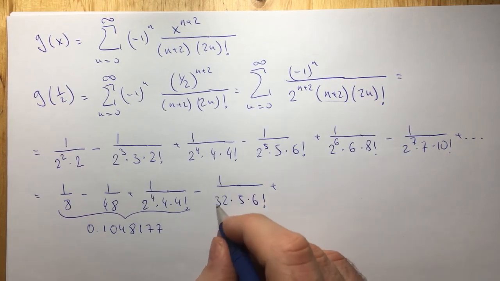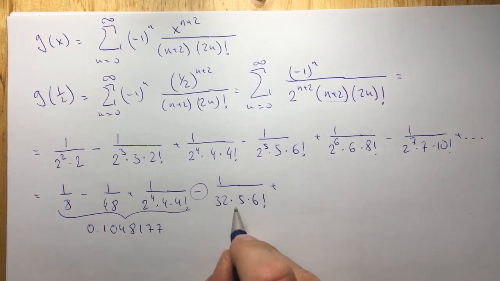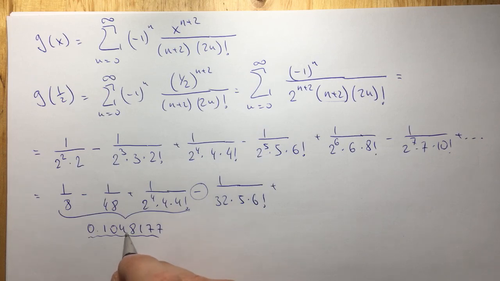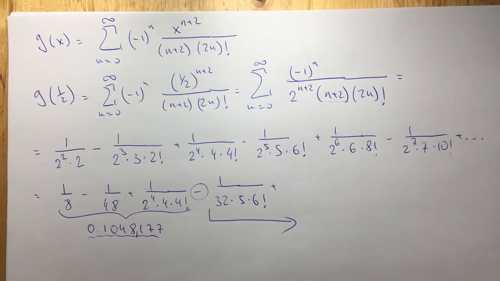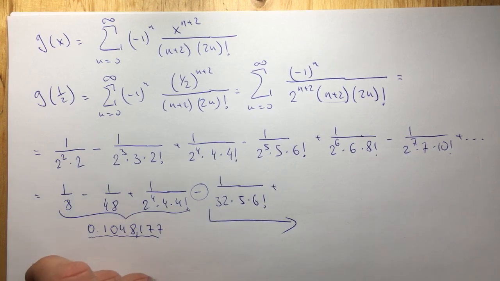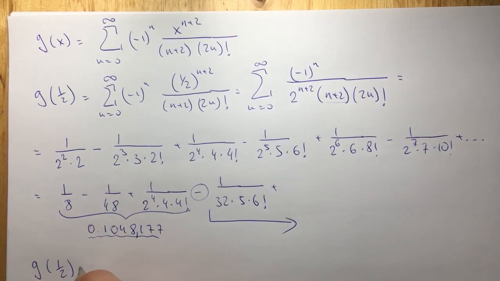Now if I add, or better said, subtract this number from this sum, the fourth decimal place will not change. The fourth decimal place will not change. So that means that I do not have to include any of the other terms from here on. That means that g of a half is approximately equal to 0.1048, or g of 1/2 is 0.1048 correct to 4 decimal places.